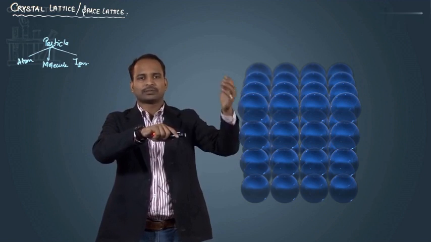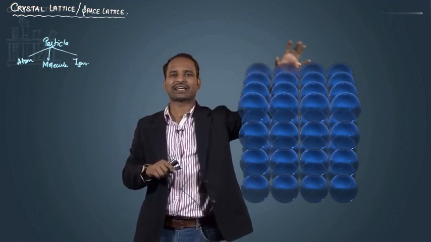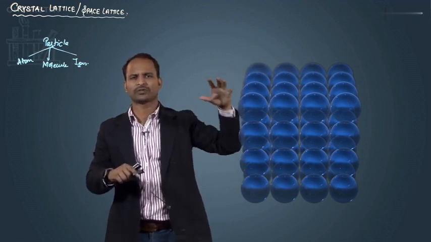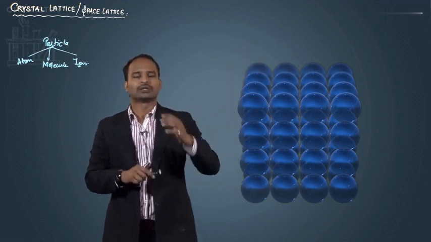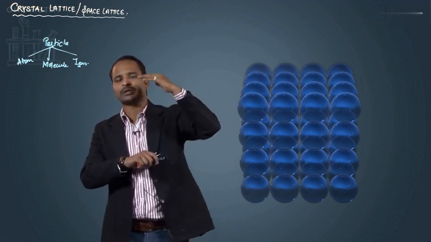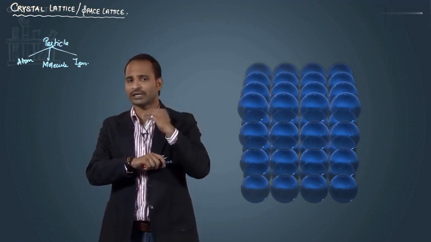Now in the diagram, you can see that on the first layer we have just drawn the second layer of spheres. After that second layer there is a third layer, a fourth layer, and so on. So I can say that there is an infinite number of layers of spheres present, and the arrangement of particles in a layer is the same.